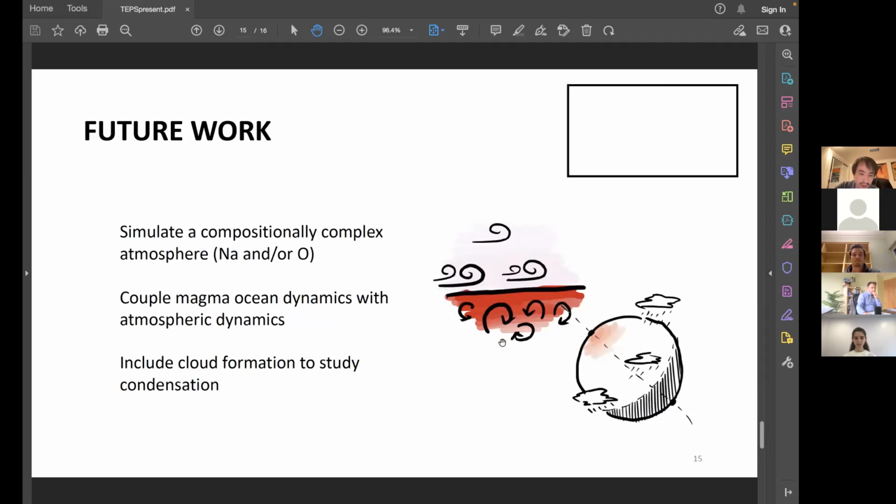And finally, we would like to include cloud formation as well, because clouds will reflect a lot of visible light, and that's actually the most energy that gets pumped into the surface.